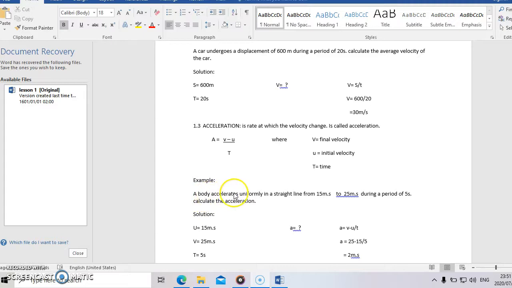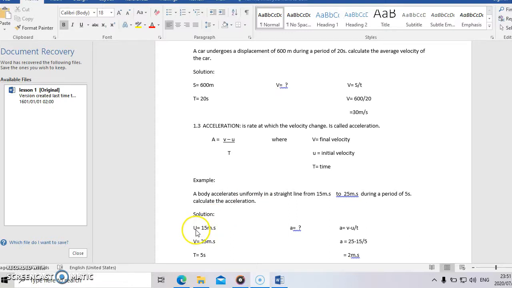A body accelerates uniformly in a straight line from 15 meters per second to 25 meters per second. So here we see two velocities, the initial velocity and the final velocity, during a period of 5 seconds. They give you the time. Now they say calculate the acceleration.